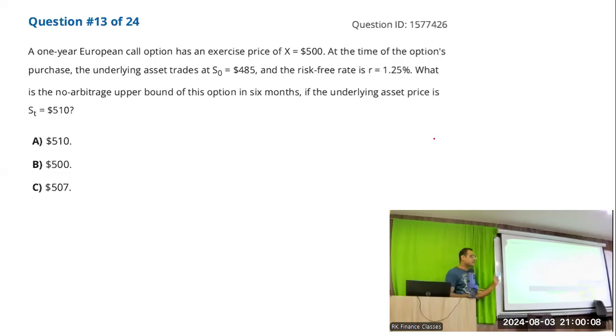See, reading number 75, no? What is reading number 75? Reading 75, question 13: when they ask you for the upper bound or lower bound of an option, there are two ways.